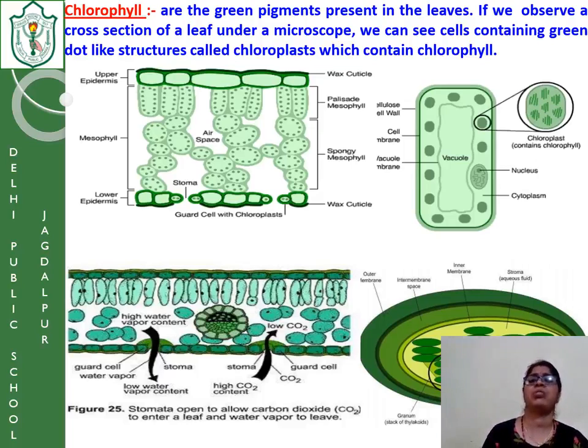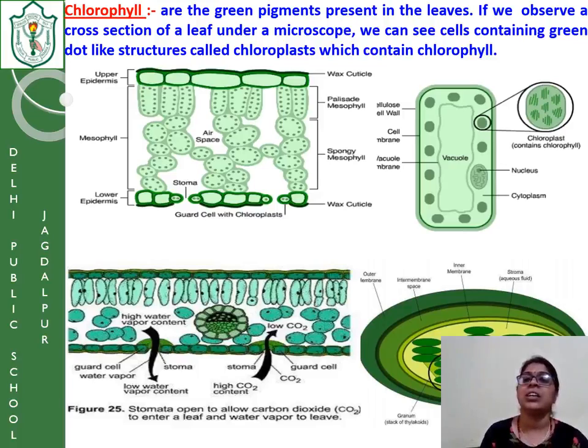What is chlorophyll? They are the green pigments present in the leaves. If we observe a cross section of a leaf under a microscope, we can see the cells containing green dots called chloroplasts, which contain the chlorophyll. This is an internal structure of a leaf. This I'll show you in detail.